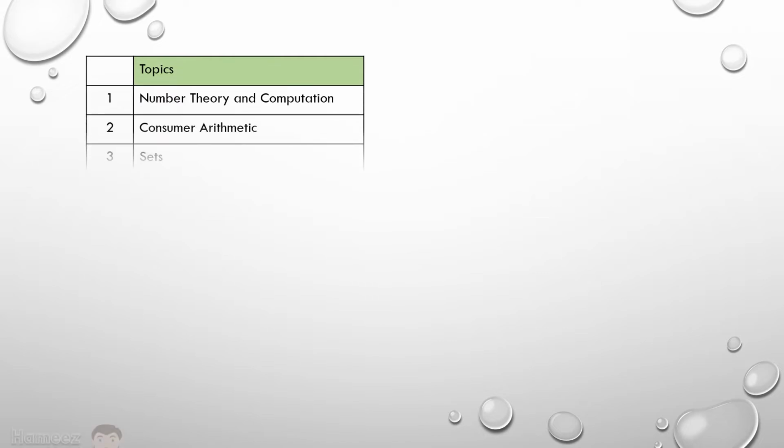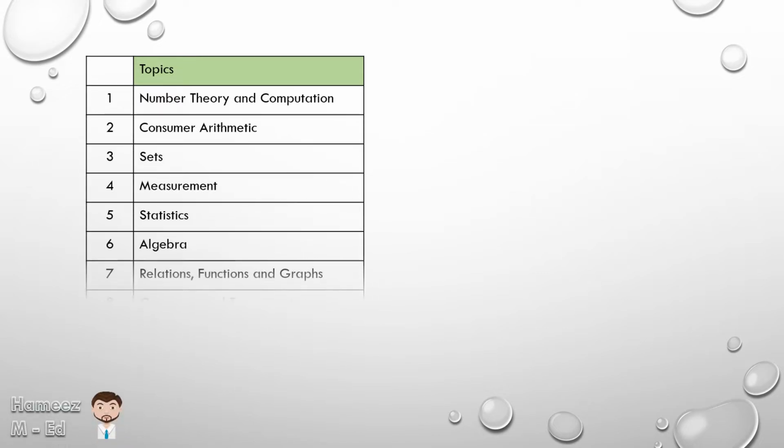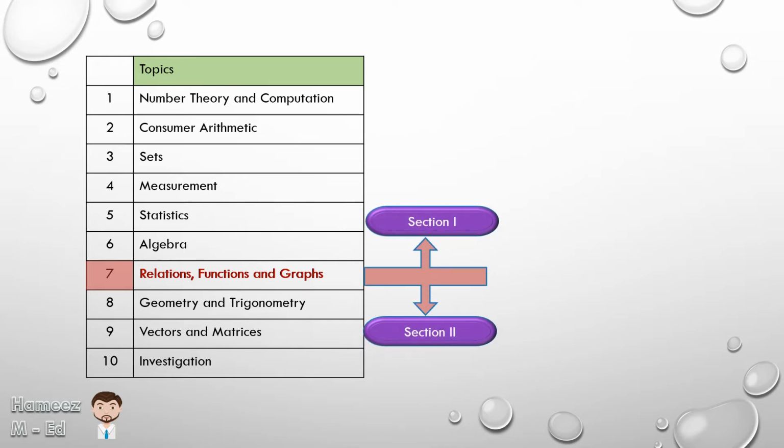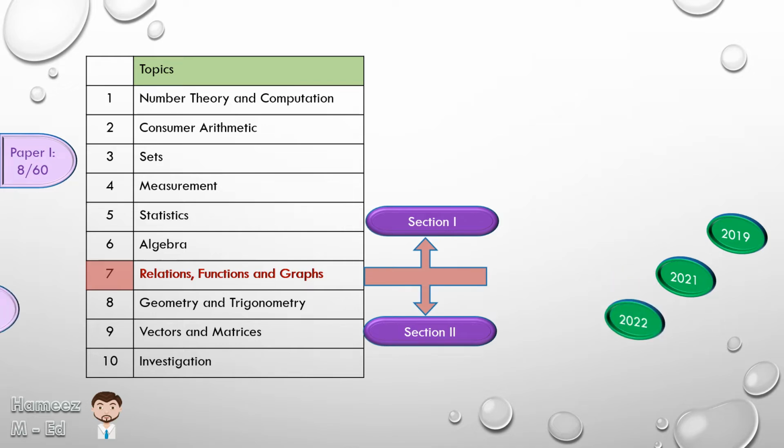Let's recap the 10 major topics in CSEC Mathematics, and this video deals with topic number 7, relations, functions and graphs. This question comes both in section 1 of the paper 2 and section 2. And in this video, we'll be looking at the questions that came in section 1. This topic comes for 8 questions out of 60 in paper 1, the multiple choice, and 20 marks in paper 2.